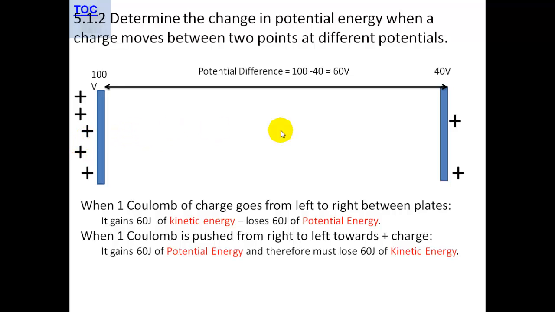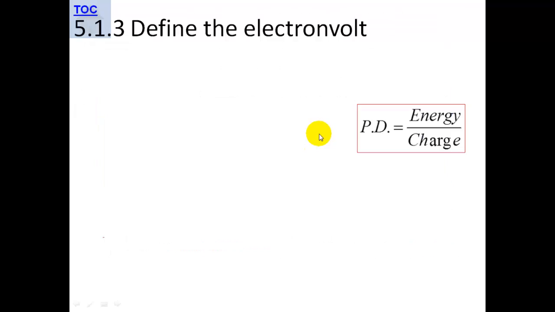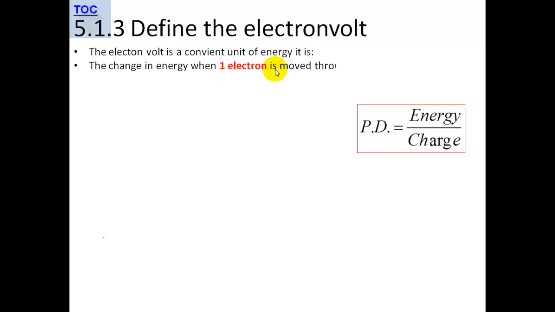Now we need to define the electron volt. This is a very convenient way of representing energy. An electron volt is a unit of energy. And it's defined as the change in energy when 1 electron is moved through a potential difference of 1 volt.